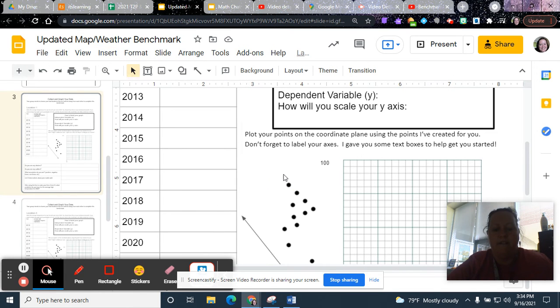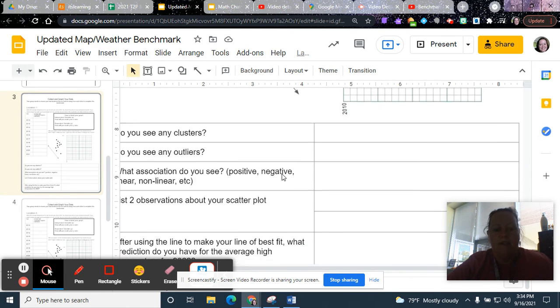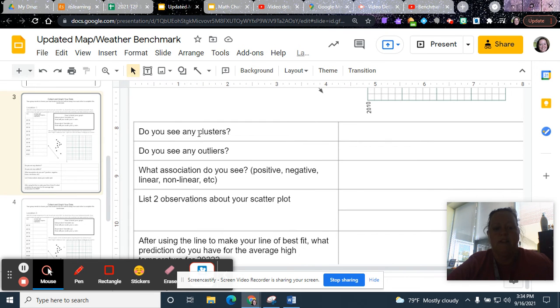Once you have your graph done, then you're going to answer some questions. Do you see any clusters? Clusters are going to be lots of numbers together in the same spot. Outliers are really far away. So like if in July the average temperature is 85 and then 87 and then 82 and 94, if then it was like 25 degrees, that would be an outlier. It's way far away from the rest of the data.